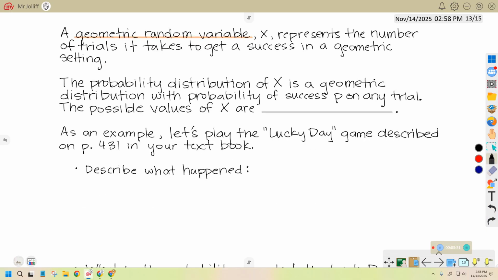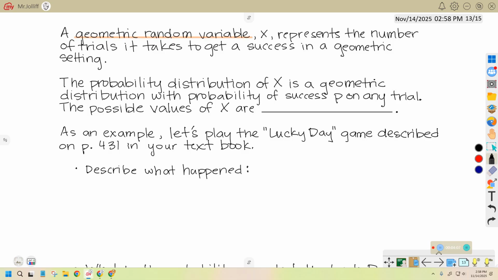So the random variable X, if it is geometric, is keeping account of the number of trials it takes to get a success. That is how we tell binomial from geometric, because everything else is the same. Are we keeping track of the number of successes or the number of trials it takes to get a success? Number of successes is binomial. Number of trials till success is geometric. The probability distribution of X is a geometric distribution.